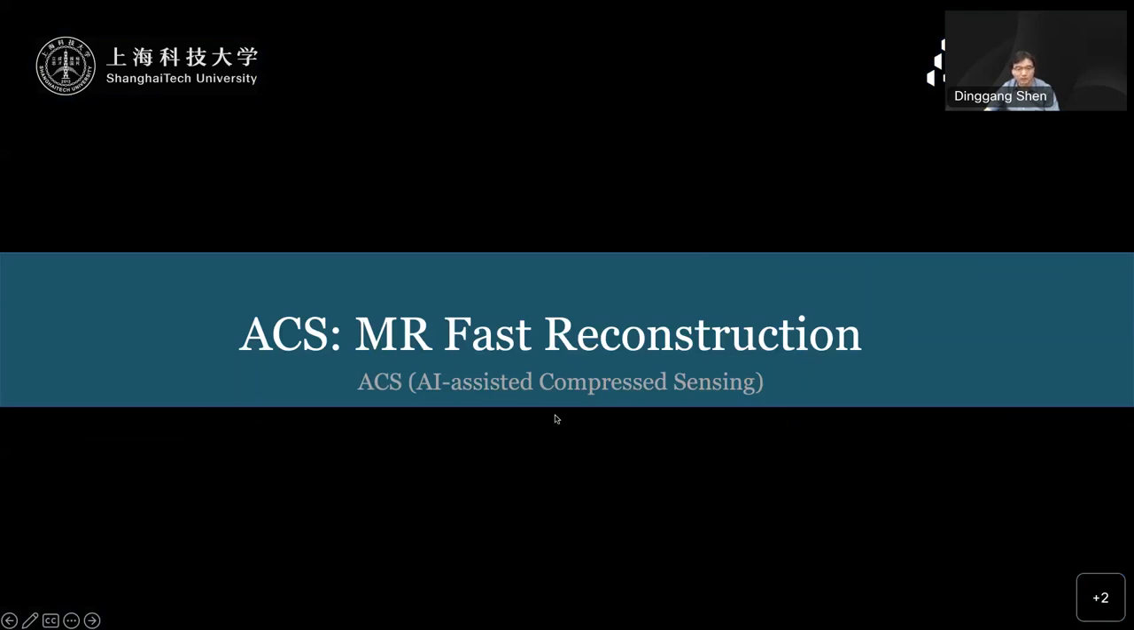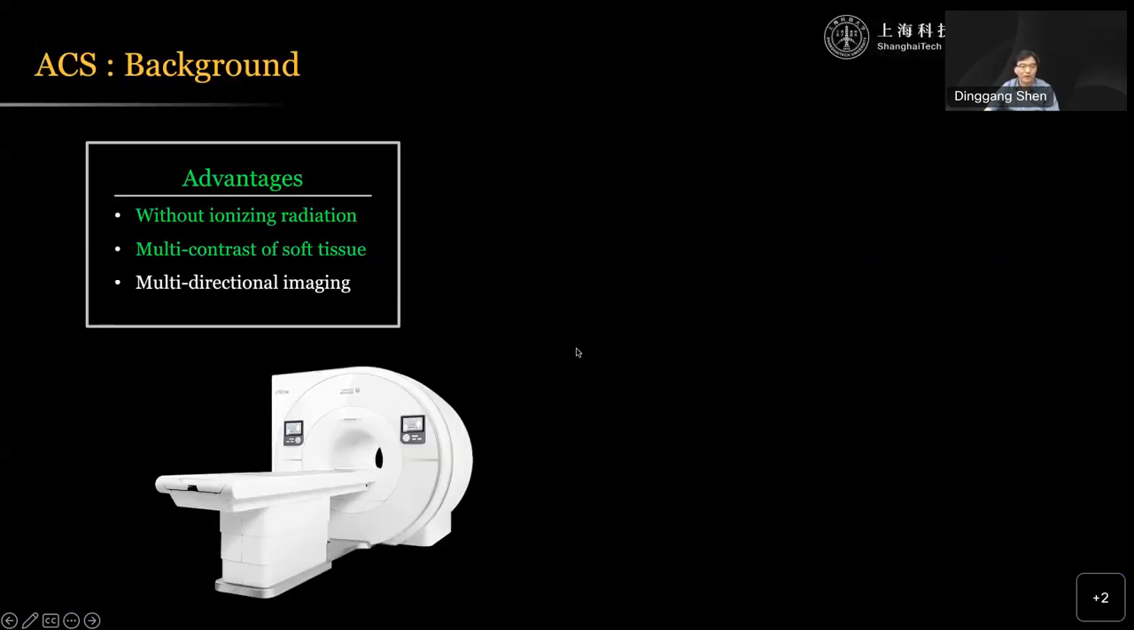Firstly, I'm going to talk about ACS. And ACS, as I mentioned, stands for AI Assisted Compressed Sensing. And this method is used for MRI fast reconstruction. And we know MRI actually has a lot of advantages.